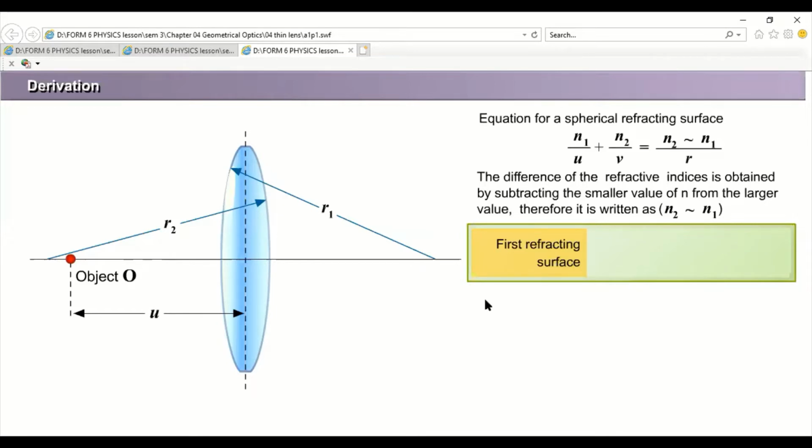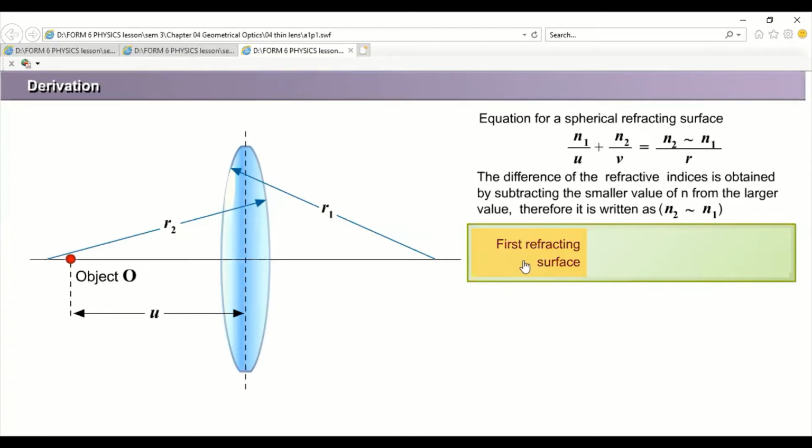Equation for the spherical refracting surface: n1 over u plus n2 over v equal to (n2 minus n1) over r, where the difference of the refractive index is obtained by subtracting the smaller value of n from the larger value. Therefore, it's written as n2 minus n1. It will be n2 minus n1 or n1 minus n2, depending on which one is greater. The greater n minus the smaller n.